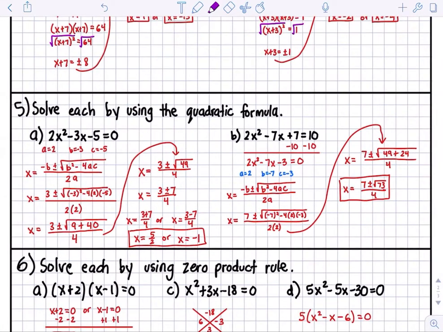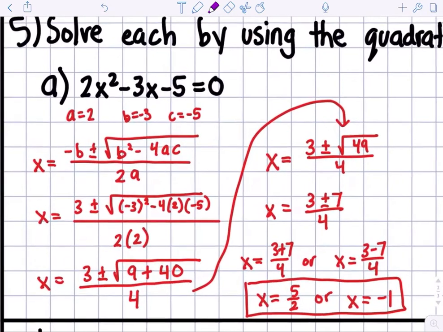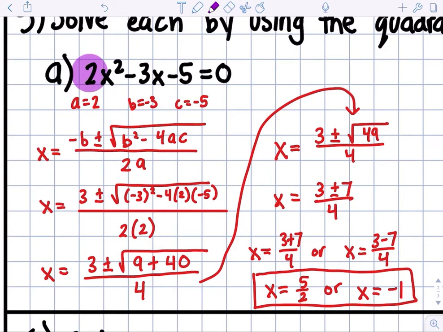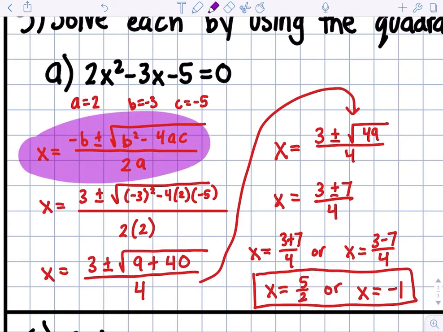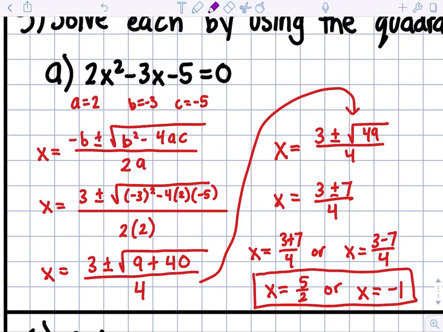Okay, number 5. More quadratic formula. So here's your a, here's your b, and here's your c. Here's your quadratic formula, and then you just plug it in. So now careful, that's negative 3 for b, right? This formula already has a negative sign. So negative of negative 3 is going to be a positive 3.